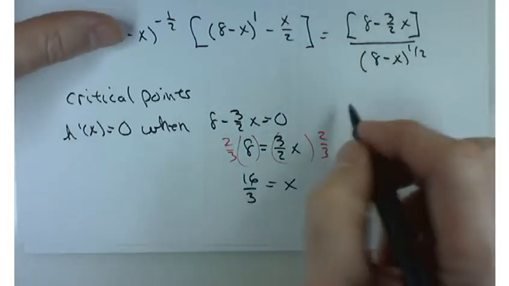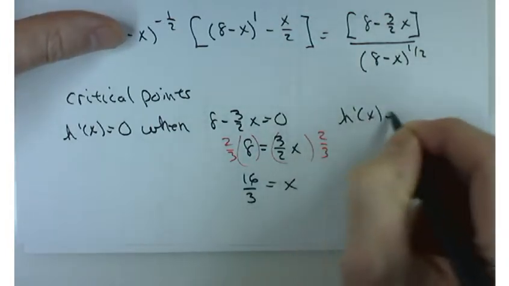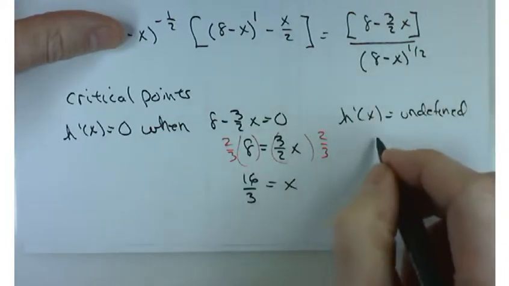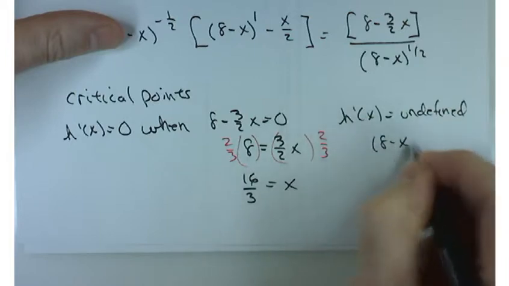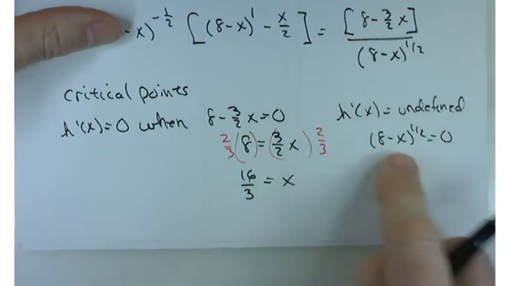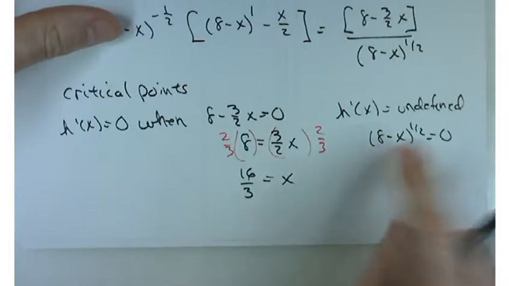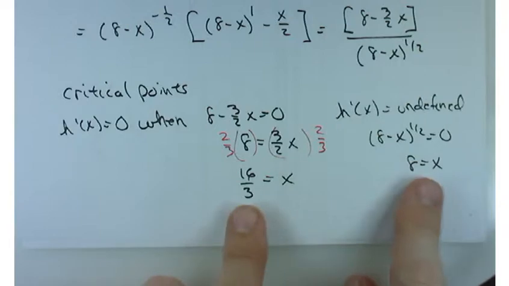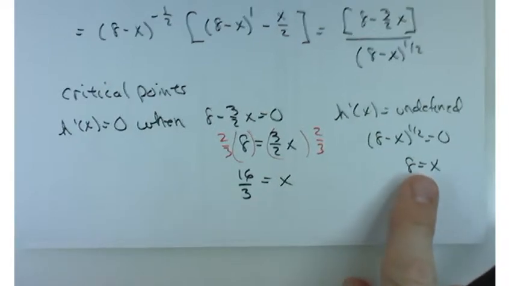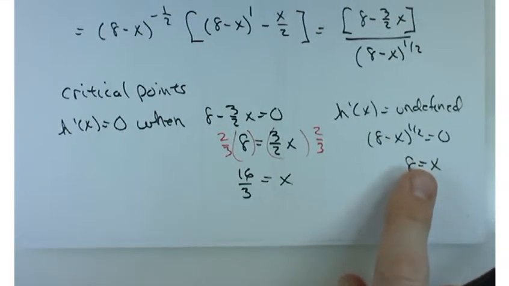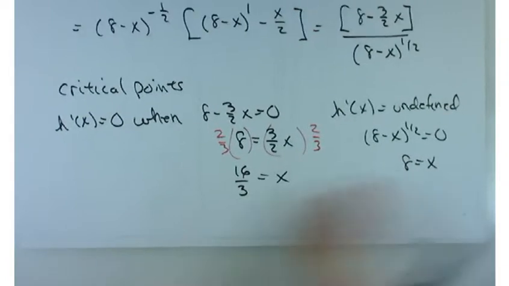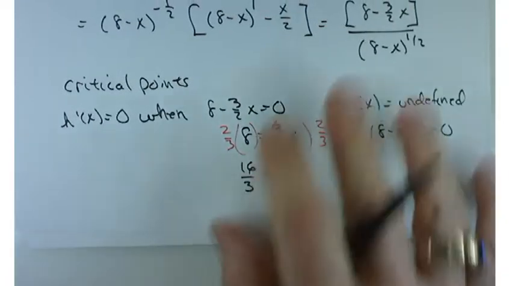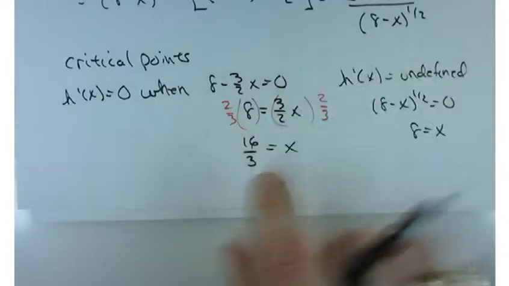What about where it's undefined? It's where the denominator equals 0. Where 8 minus x to the 1/2 equals 0. Well, that's just going to be when x equals what? 8. So those are your critical points. Here, without looking at the graph, I think that's going to be a vertical tangent. And here, that's going to be either a maximum or minimum point. We've got to figure out which. But for the moment, we're looking okay here.